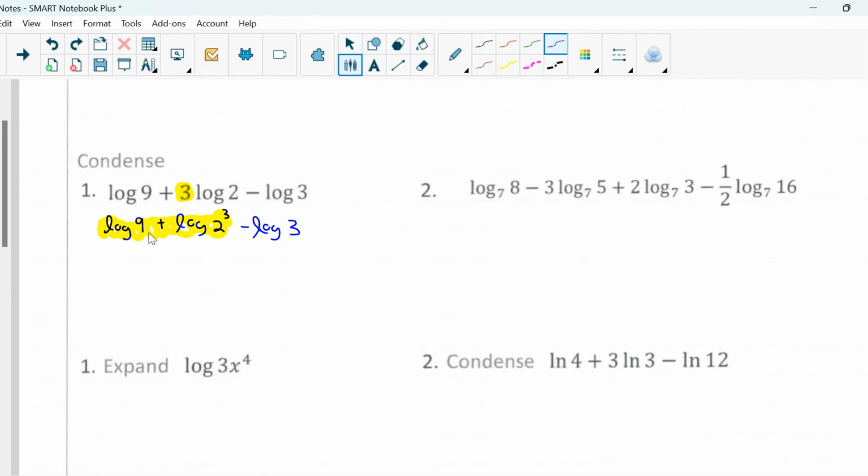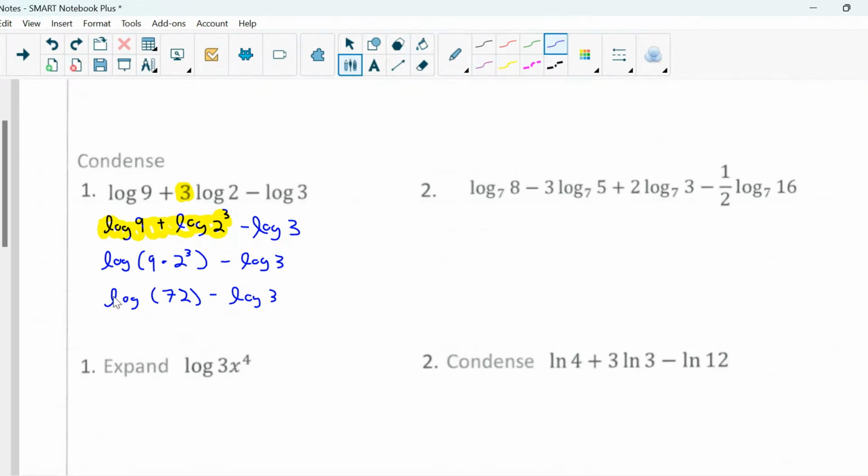So I could rewrite this middle portion as log of 9 times 2 to the third minus log of 3. So I do want to simplify what I have inside my parentheses here. I know 2 to the third is 8, so 9 times 8. I could really rewrite this as log of 72 minus log of 3.